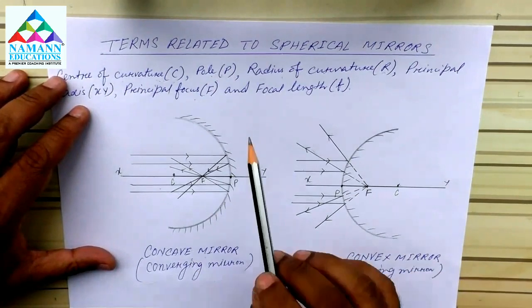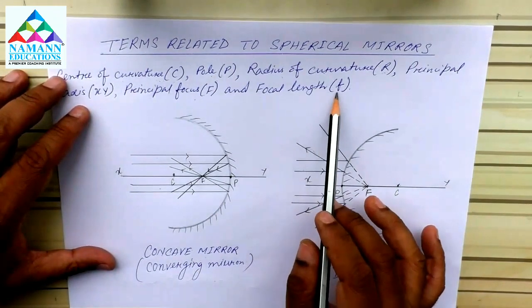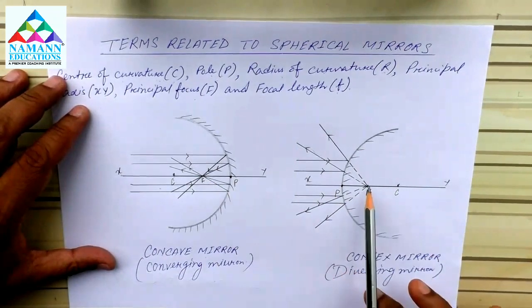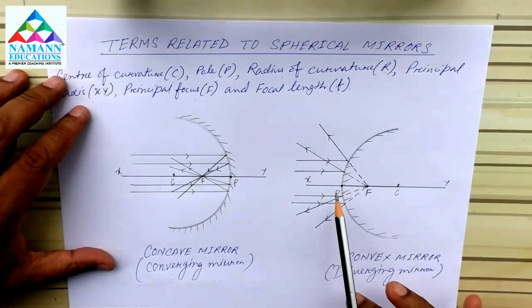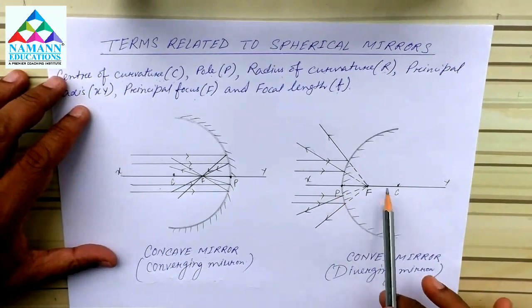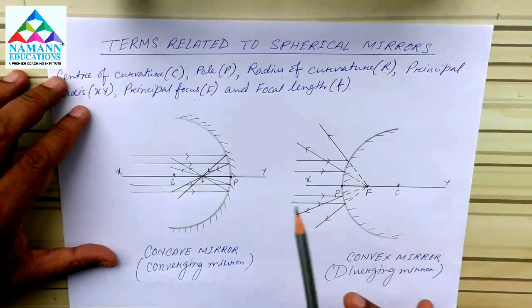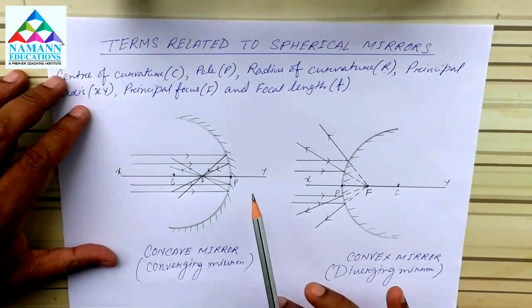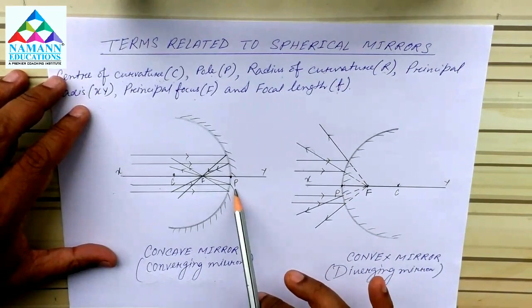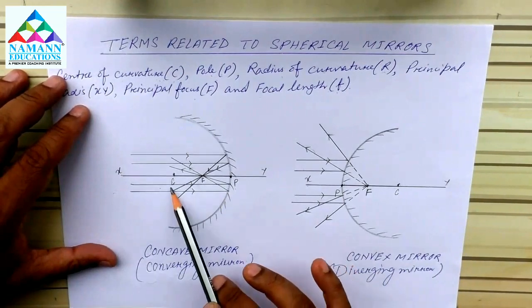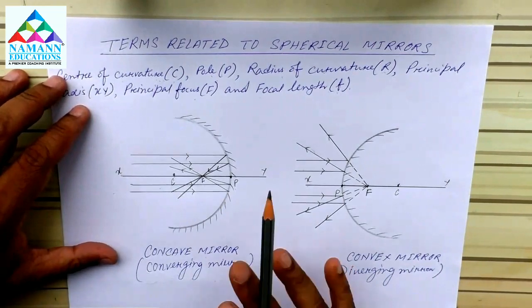And the last term here, focal length, the length of the line joining the focus and pole, that is FP. FP represents focal length. If I ask you, CP represents what? CP represents radius of curvature. XY represents what? XY represents principal axis. P represents what? P is the pole of the spherical mirror. F is the principal focus of the spherical mirror, and C is the center of curvature of the spherical mirror.